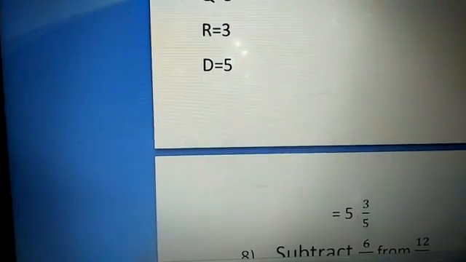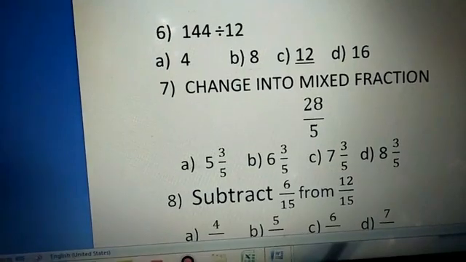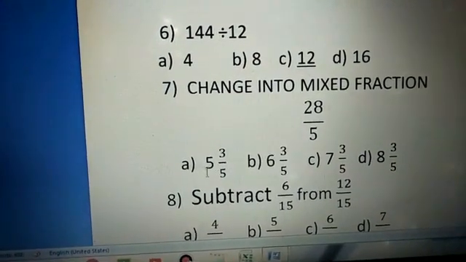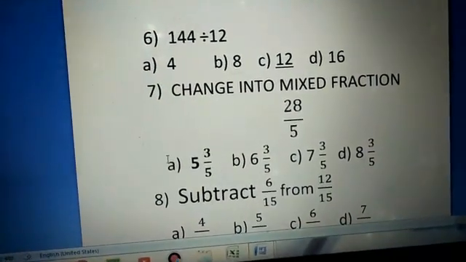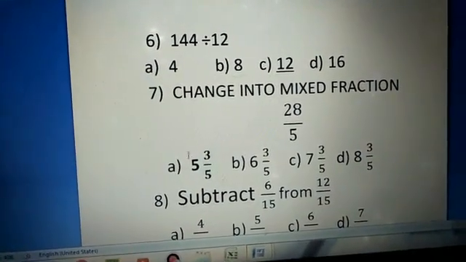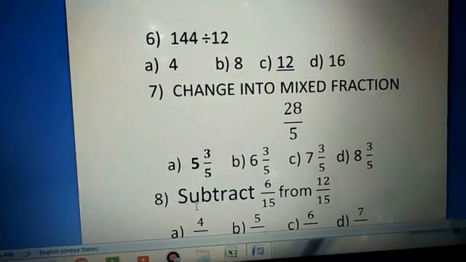Now we get the mixed fraction. This is our answer. So where is 5 3 by 5? Children, the option is A. So children, I highlight the option A. This is our answer. Next problem.